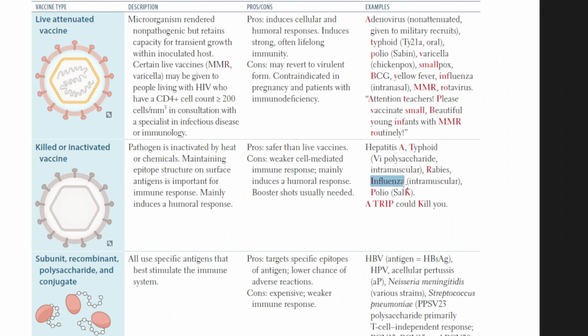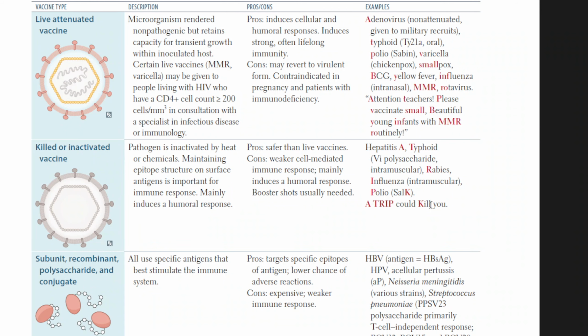Remember, we get the influenza vaccine every year in some countries, so that reminds you that it's inactivated and weaker, and you're usually going to need a booster shot every year. Influenza is intramuscular. We have polio. In this case, the polio is Salk. So polio is in both: it is in the live-attenuated vaccines and in the killed vaccines too. The type of polio in the killed vaccine is Salk.